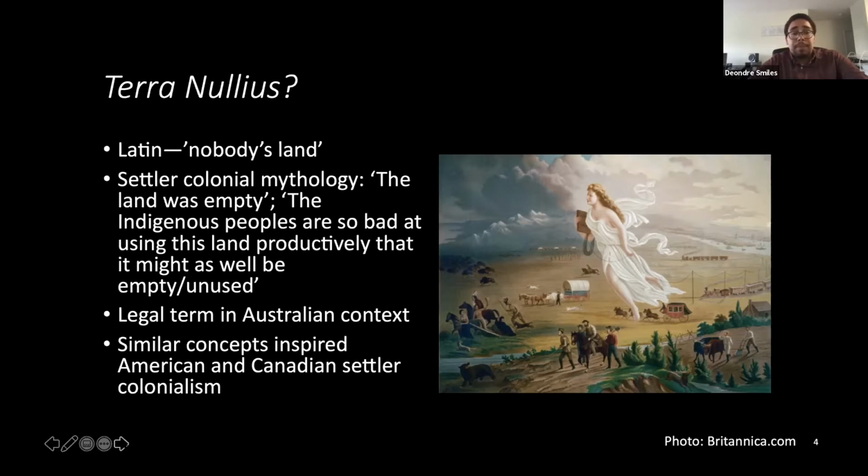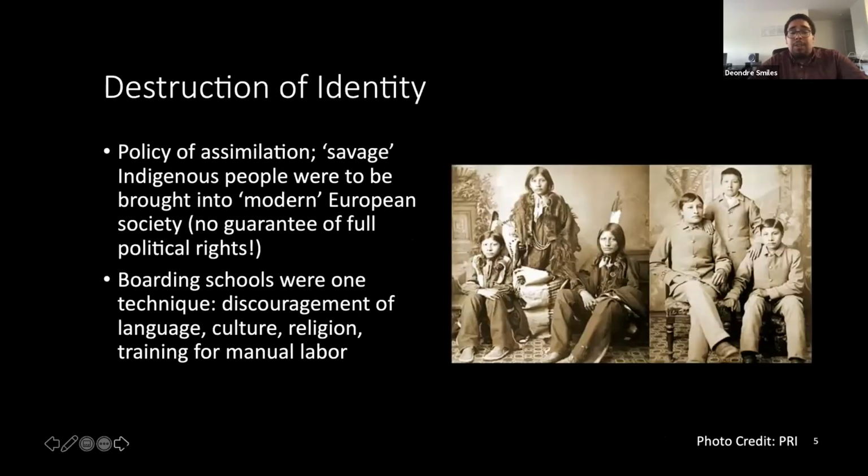So, of course, as we talk about this, it is accomplished through elimination and destruction. So on one hand, you have the destruction of Indigenous identity, right? The policy of assimilation, and again, I use it here in quotes, savage Indigenous peoples were to be brought into, quote, modern European society. Of course, there was no guarantee of full political rights, but the idea was that, you know, maybe it may not be humane to just brutally genocide them. So let's try to find ways to make them into better human beings.